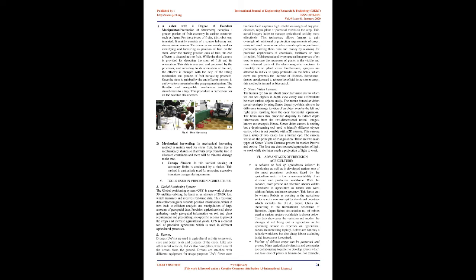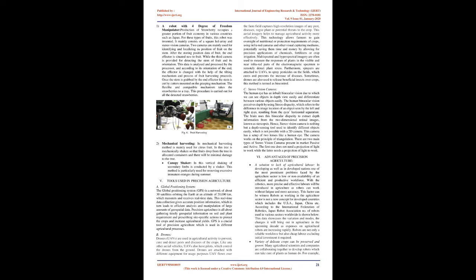V. Tools used in precision agriculture. A. Global positioning system. The global positioning system, GPS, is a network of about 30 satellites orbiting the Earth at an altitude of 20,000 kilometers, which transmits and receives real-time data. This real-time data collection gives accurate position information, which in turn leads to efficient analysis and manipulation of large amounts of geospatial data. Precision agriculture is all about gathering timely geospatial information on soil and plant requirements and prescribing site-specific actions to protect the crops and increase agricultural yields. GPS is a crucial tool of precision agriculture which is used in different agricultural processes.